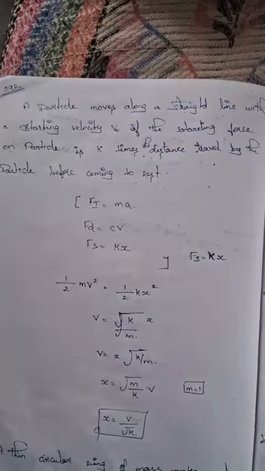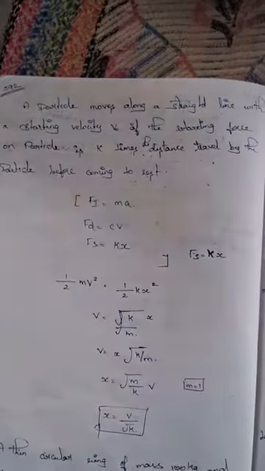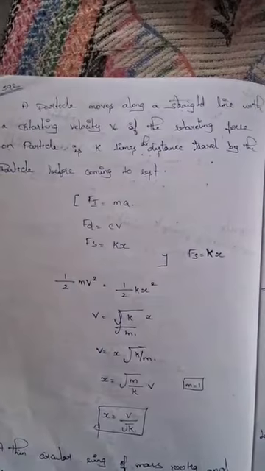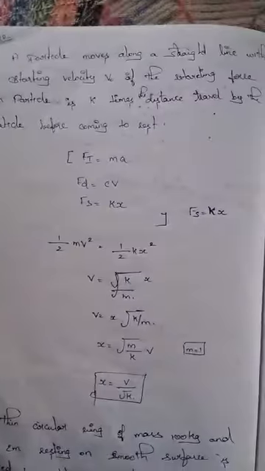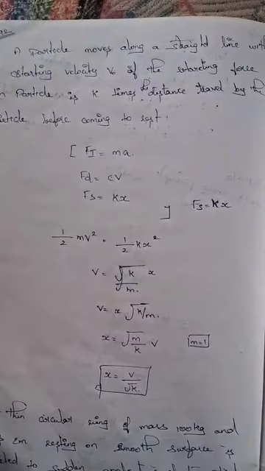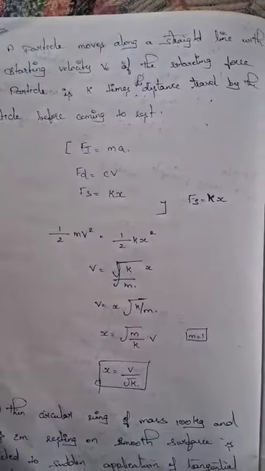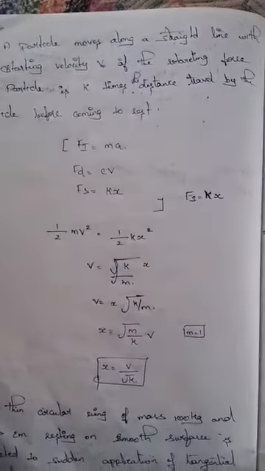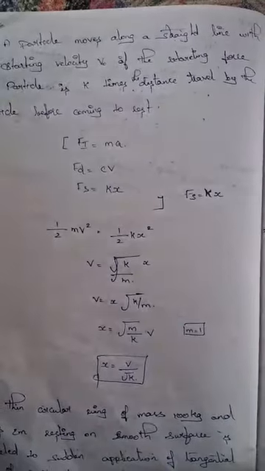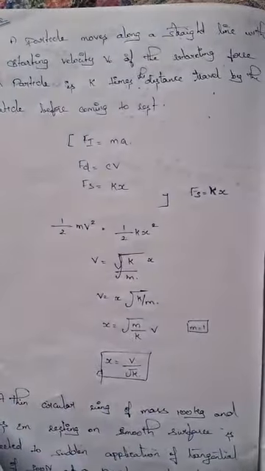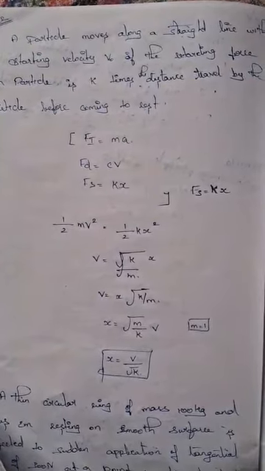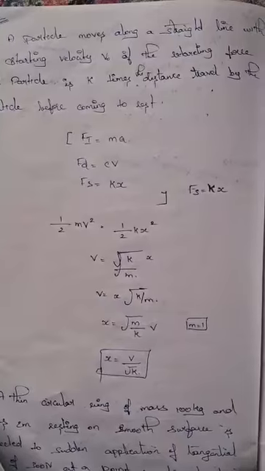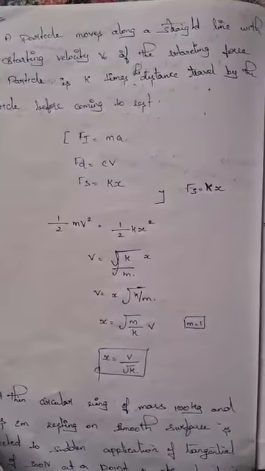In this, for a particle moving in a straight line, for the motion we can use kinetic energy. For the retarding force we can use spring energy. So comparing 1 by 2 mv square, the kinetic energy formula, to 1 by 2 kx square, the spring energy formula, we get v is equal to root of k by m into x square.